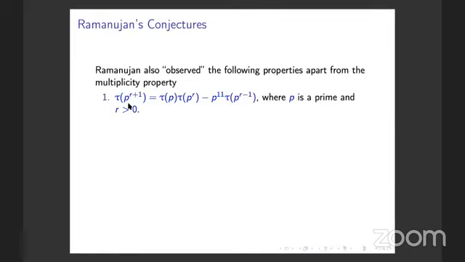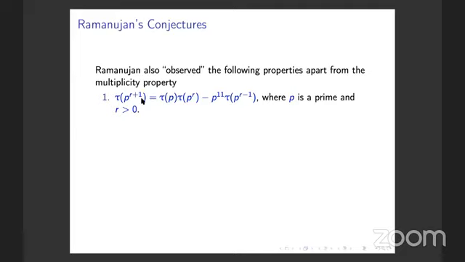The first is how it behaves on powers of primes. Remember, we said tau is multiplicative, which means tau of m times n is equal to tau of m times tau of n, but under the condition that m and n are relatively prime. Whereas a number like p to the power r plus 1, of course, I can write as p times p to the power r. But they are not relatively prime. They are both divisible by p. So what happens to tau? How does tau behave on powers of primes?